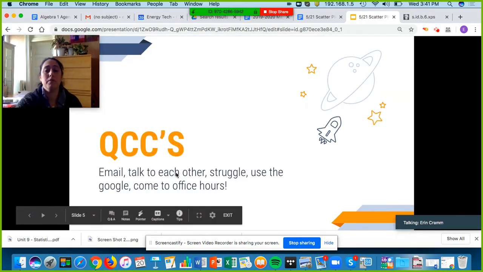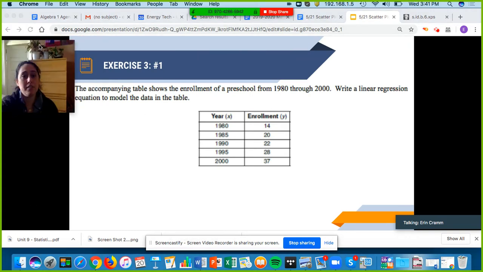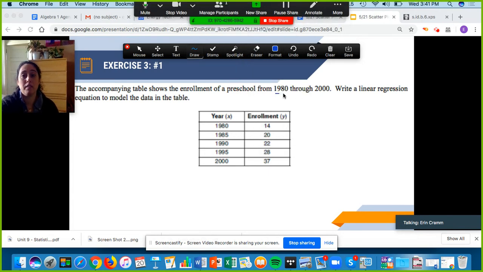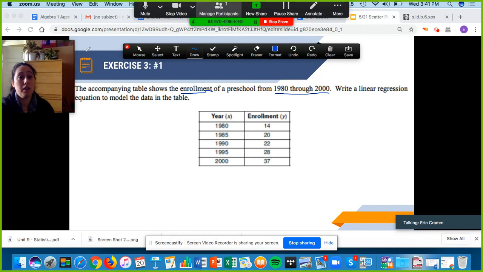All right, so now we are in exercise 3, and this is talking about the enrollment at a preschool from 1980 to 2000. So it's good to know just what we're talking about. And enrollment means the number of people that go there, right? So if we have more people to apply to Energy Tech next year, our enrollment goes up. And if we have less people coming to Energy Tech next year, enrollment goes down, just the number of people.